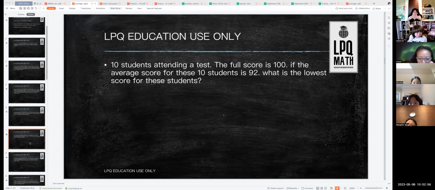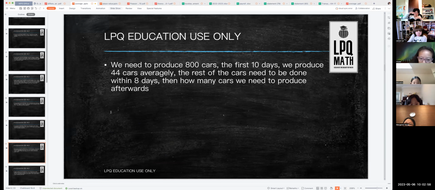So everybody, let's move forward, okay? We need to produce 800 cars. In the first 10 days, we produced 44 cars on average. The rest of the cars need to be done within 8 days. How many cars do we need to produce afterwards?